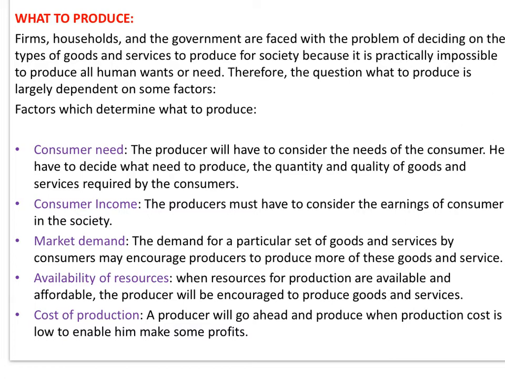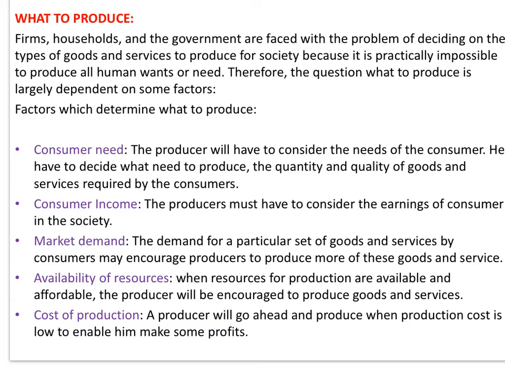The second factor is the consumer's income. The producers have to consider the earnings of the consumers in the society so as to be able to produce what they will need. The third factor that affects what to produce is the market demand. The demand for a particular set of goods and services by consumers may encourage producers to produce more of these goods and services. Another factor that determines what to produce is availability of resources.